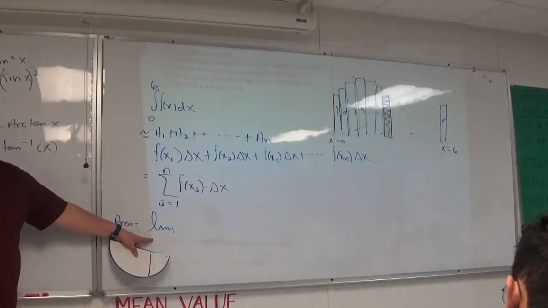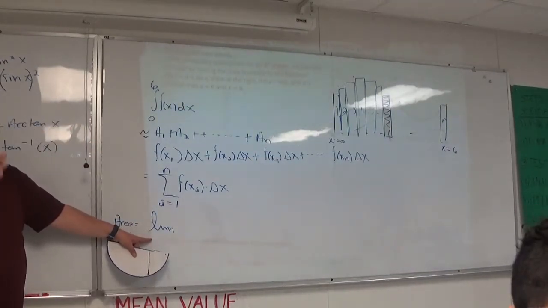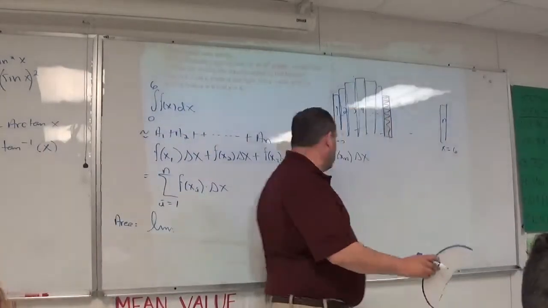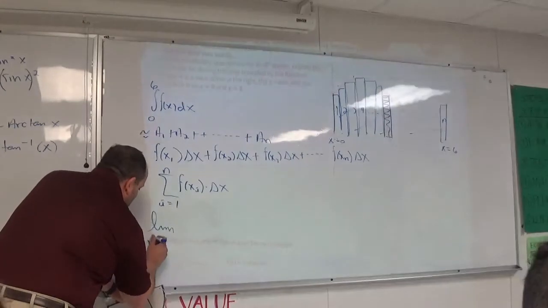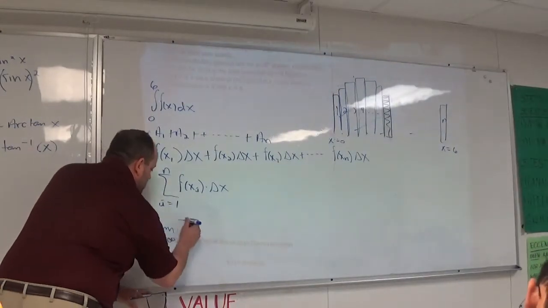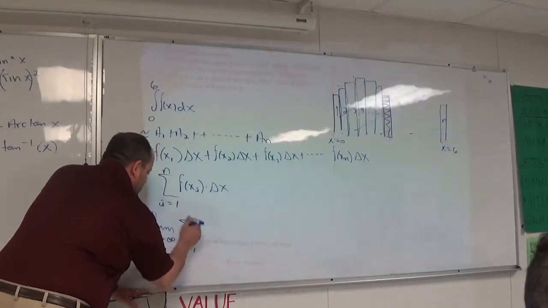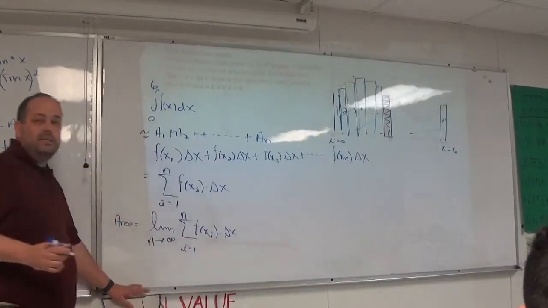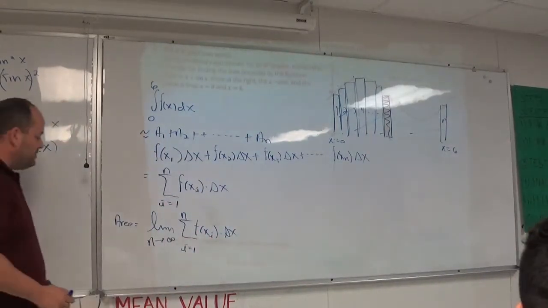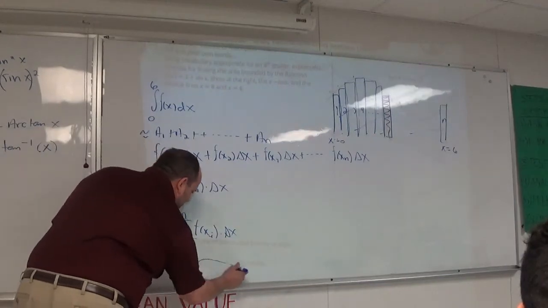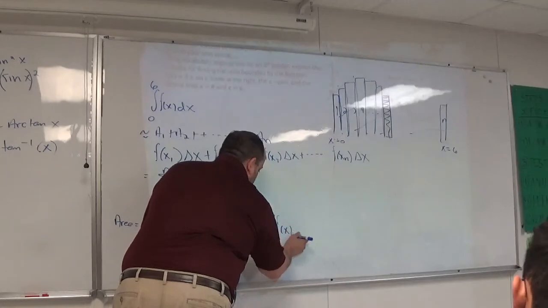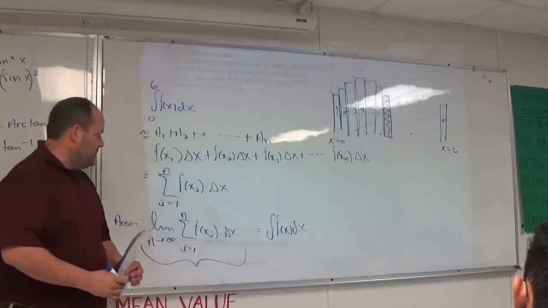It's the limit as something approaches infinity, and it's the number of rectangles. We want to get skinnier, skinnier, skinnier rectangles. And so the true area is this limit as n approaches infinity of this sum of f of x sub i times delta x. And what we've seen is that when you take that limit, what you get is an integral of your function with respect to x.